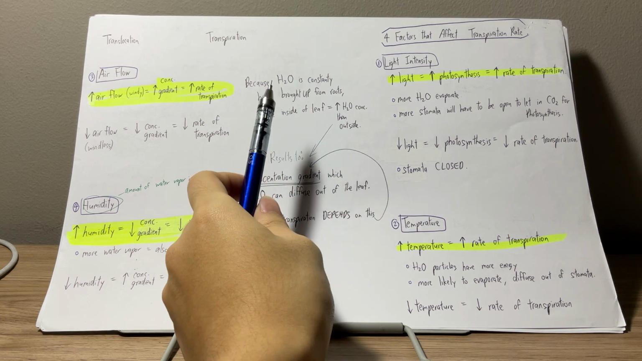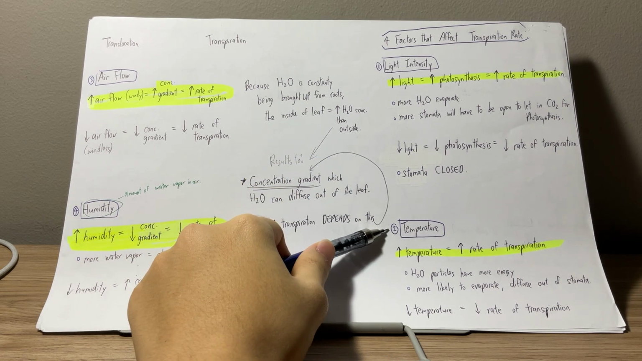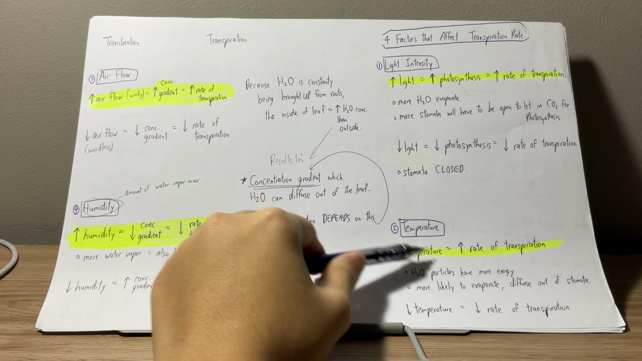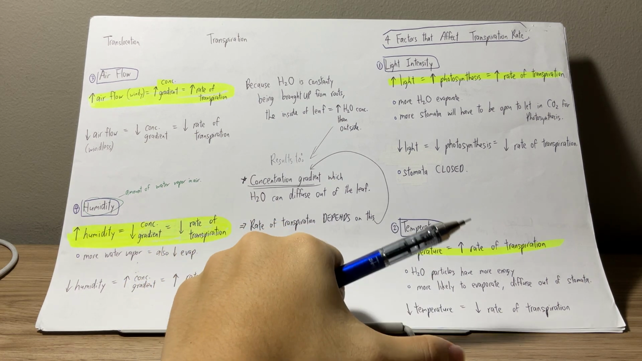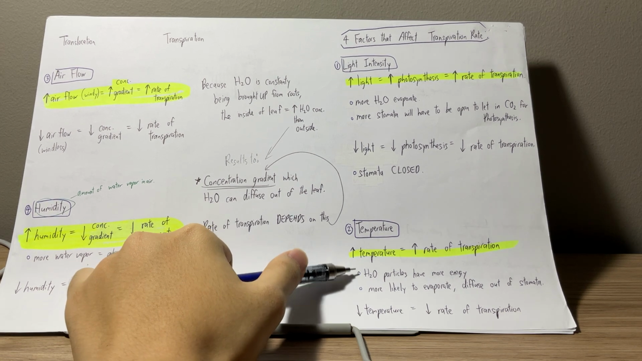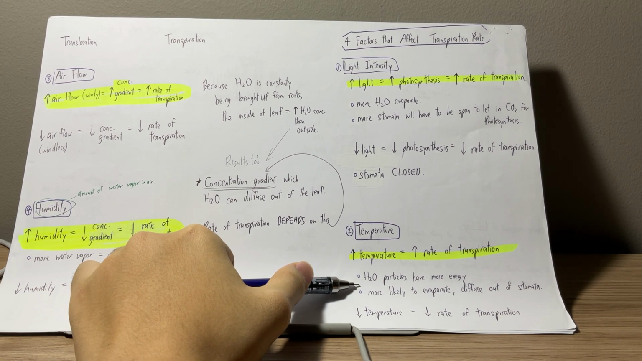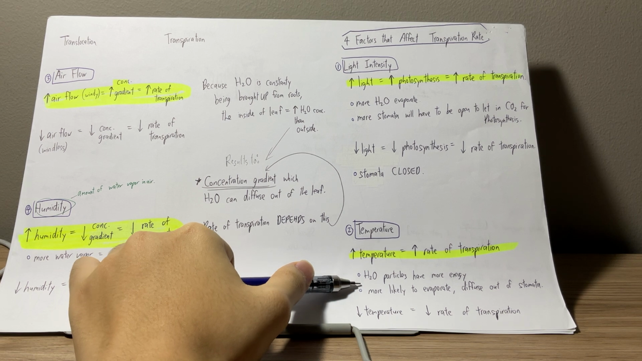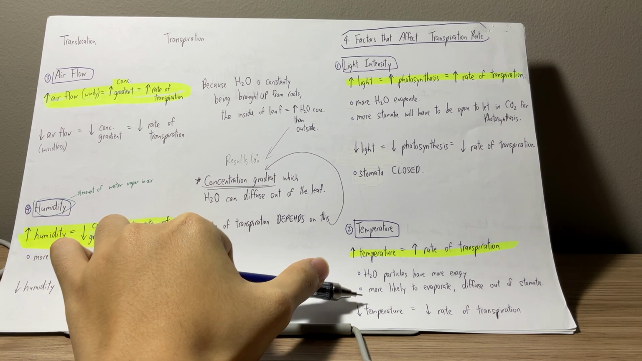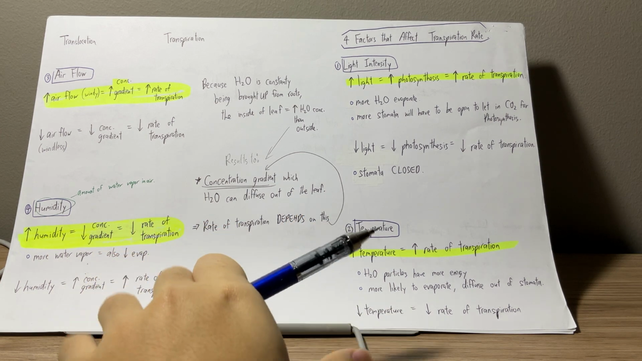Second factor is temperature. If there's an increase in temperature, there is an increase in the rate of transpiration. Water particles have more energy and they are more likely to evaporate and diffuse out of the stomata. A decrease in temperature is equal to a decrease in the rate of transpiration.